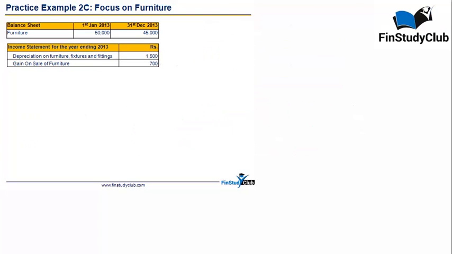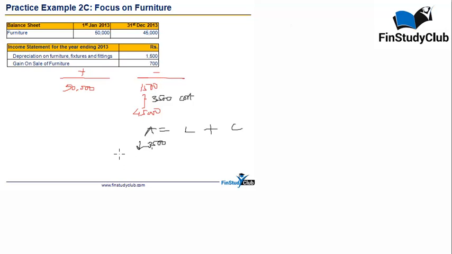We also have another example wherein there is a gain. Now in case of a gain, your 50,000 is becoming 45,000, where 1,500 is the depreciation. This is the plus side, this is the minus side, and the gap overall is 35, which tells me that the cost of the furniture which has been sold is 3,500. A is equal to L plus C. My furniture goes down by 3,500. That's the cost, but that doesn't mean that's the cash sale, because now there is a gain of 700, which I can find out as additional information.